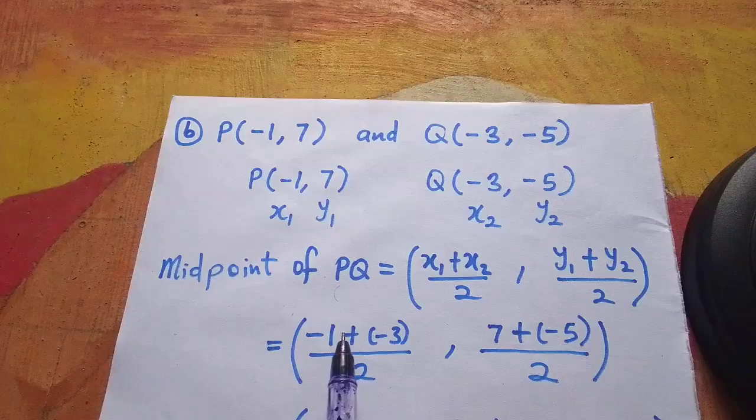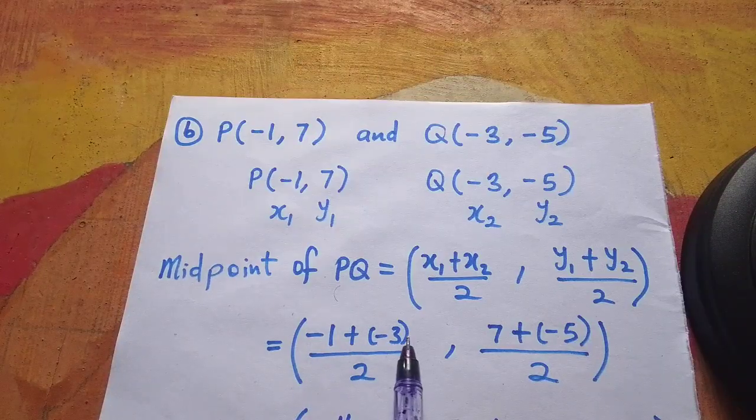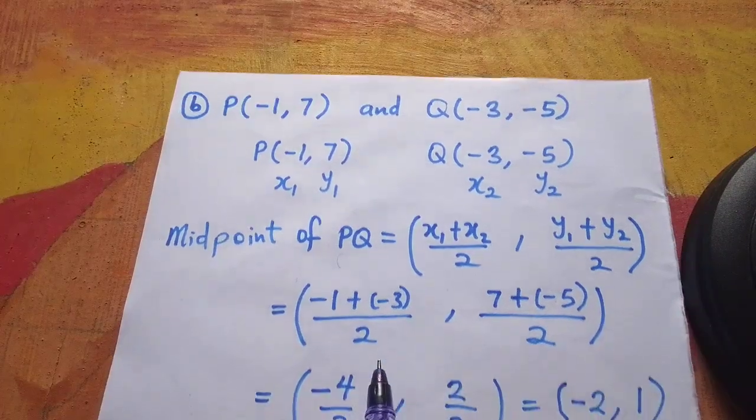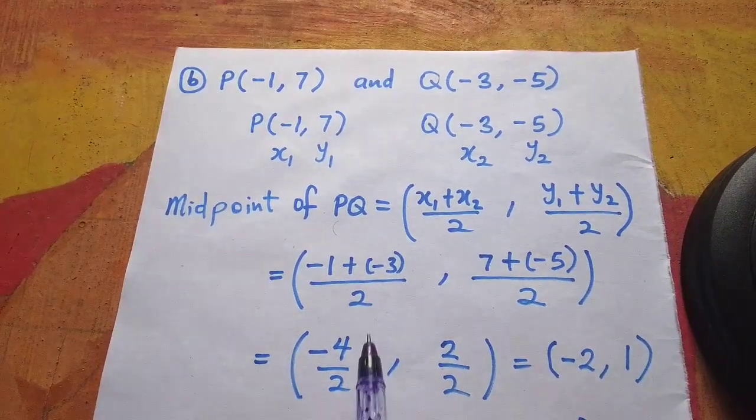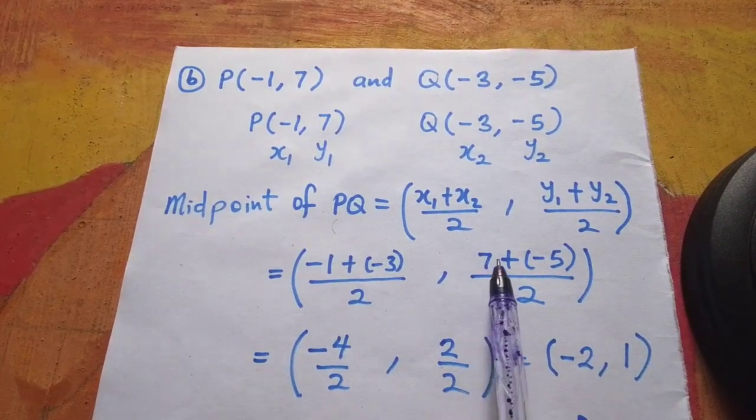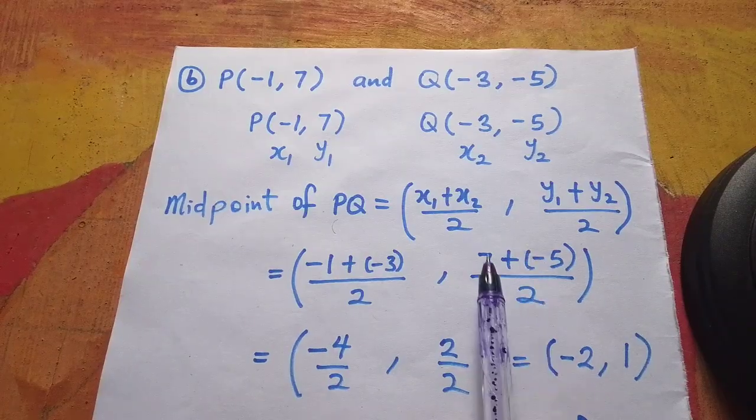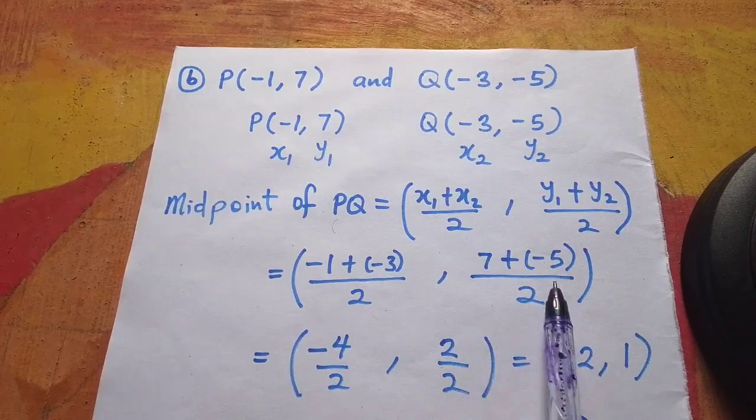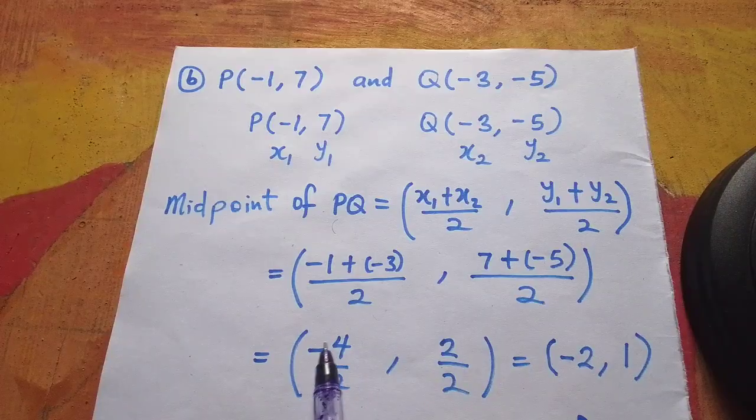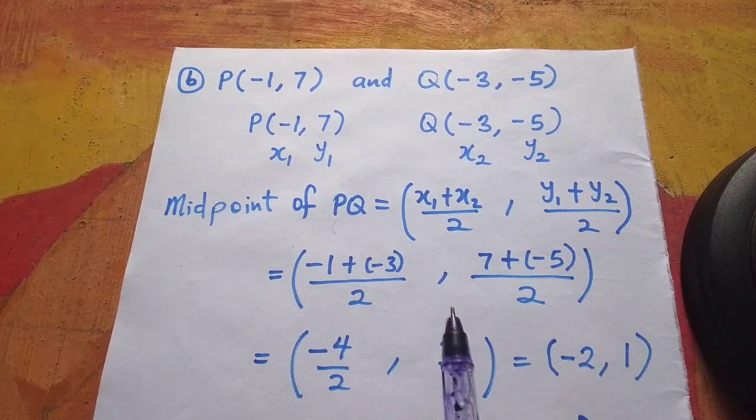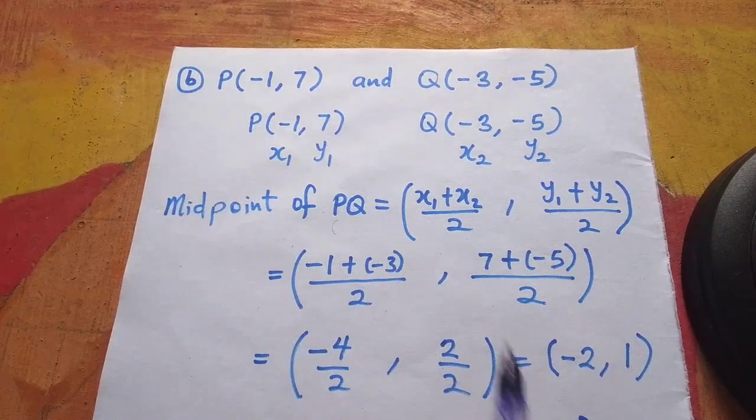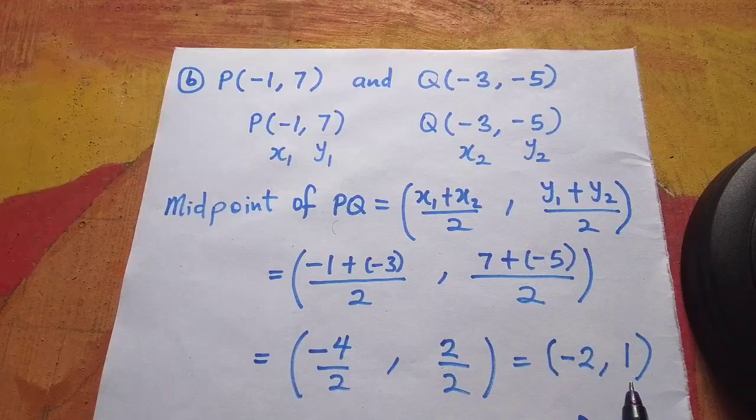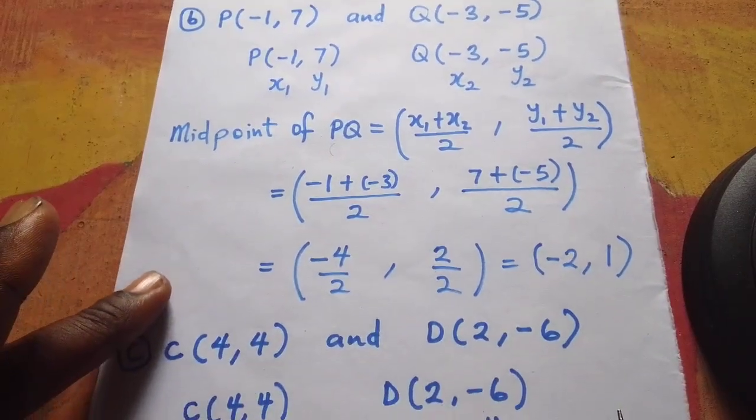So you have -1 plus -3. Two signs are beside each other. So that means plus times minus is minus. -1 minus 3 will give us what? -4. So -4 divided by 2. Then plus times minus is what? -7 minus 5 will give us... 2 divided by 2. So -4 divided by 2 will give us -2. And 2 divided by 2 is what? 1. So the midpoint of PQ is what? -2 and 1.